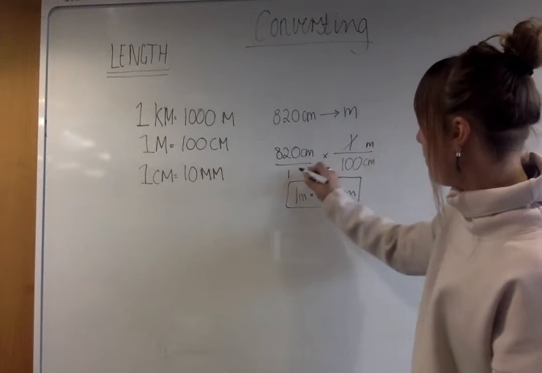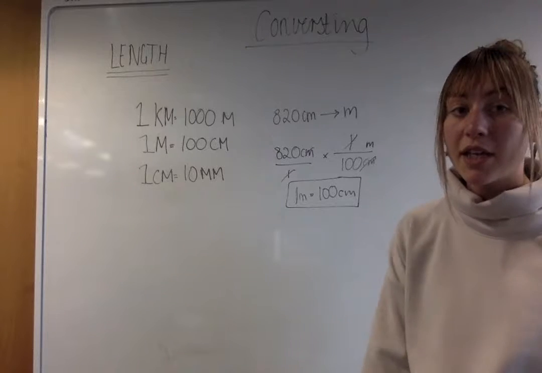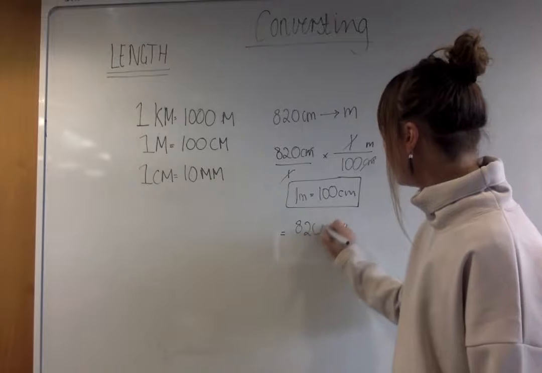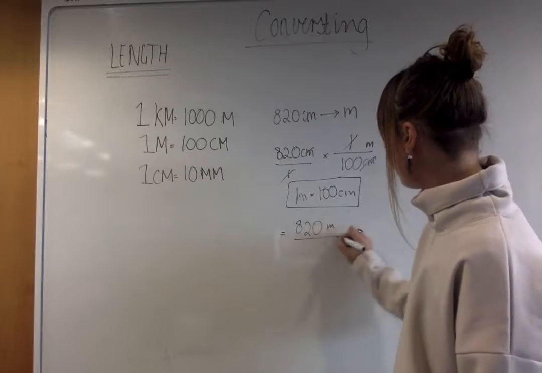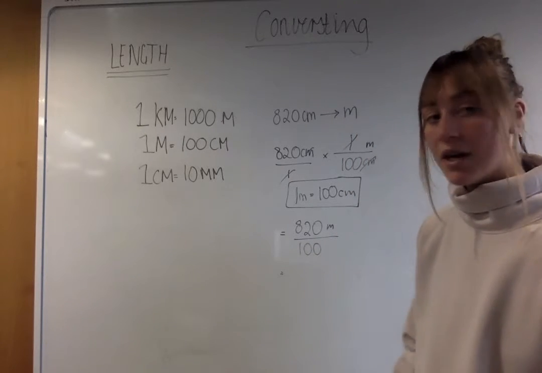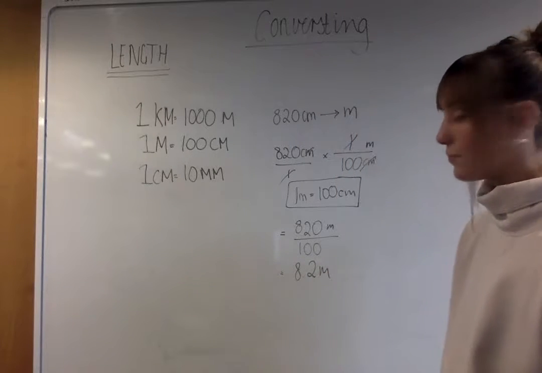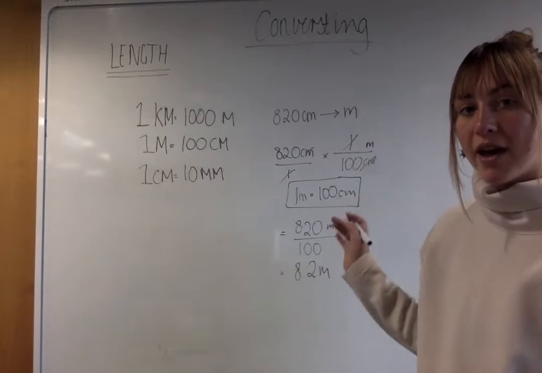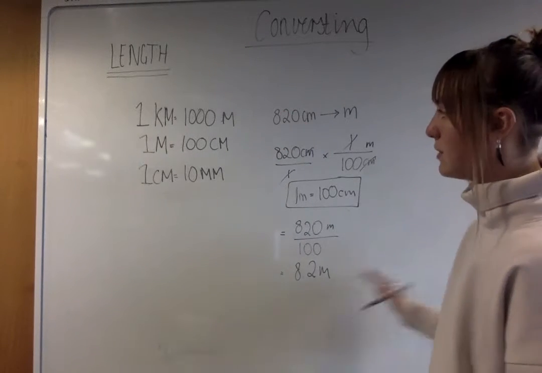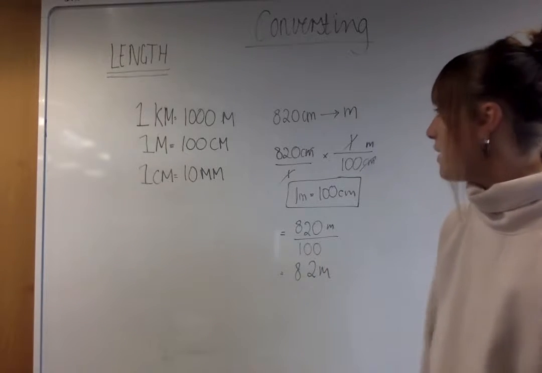These ones are going to cancel out because they go into one another. Our centimeters are going to cancel out. We're going to get rid of those because we don't need them. And we're going to be left with 820 meters over 100. 820 divided by 100 is 8.2 meters. Okay, so that's one way you can go about that. And you can also go from centimeters to kilometers, or kilometers to centimeters, but you'll just have to do 2 steps in that process.